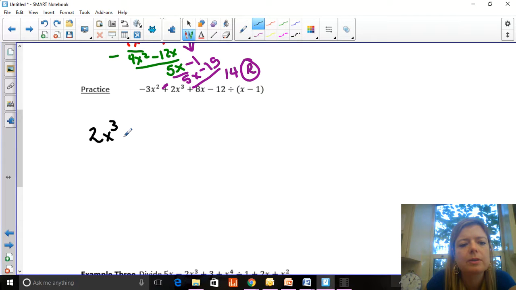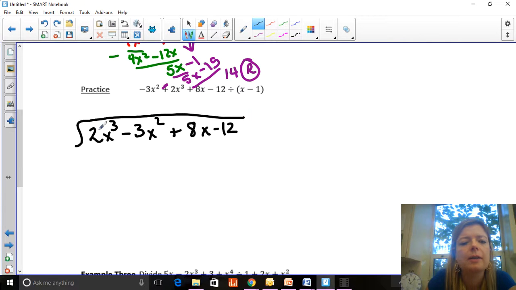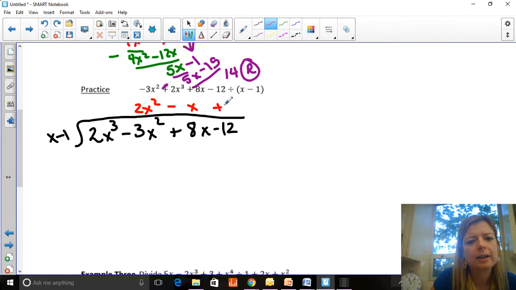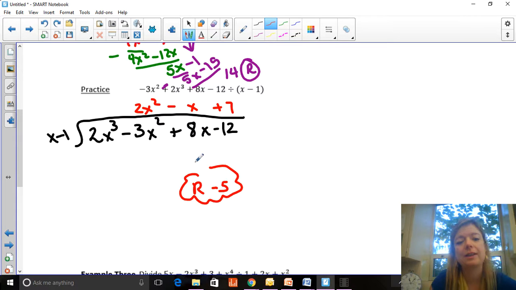So 2x cubed minus 3x squared plus 8x minus 12 divided by x minus 1. Okay, the answer you should get is 2x squared minus x plus 7, and the remainder that you get down here is negative 5. So try that on your own and see if you can get it.